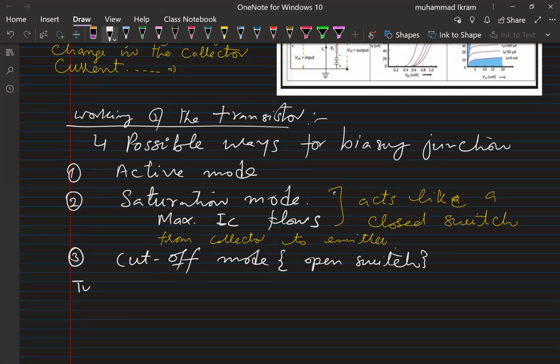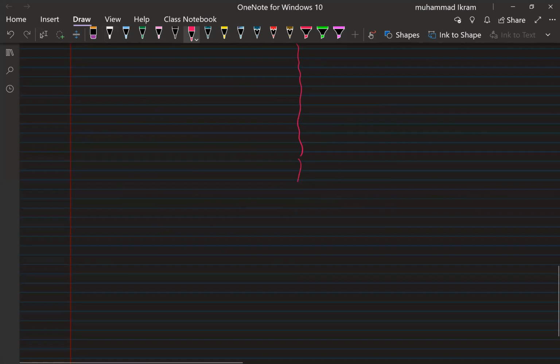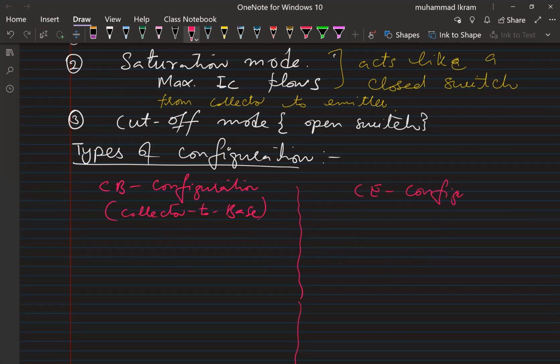Now, the types of configuration based on these things. We have two broad types of configuration. First, we have the CB configuration, collector to base configuration. It depends on which terminal is common, right? In the collector base configuration, base is common to both the collector and emitter. And then we have the collector emitter configuration, the CE, and I will revisit all these.